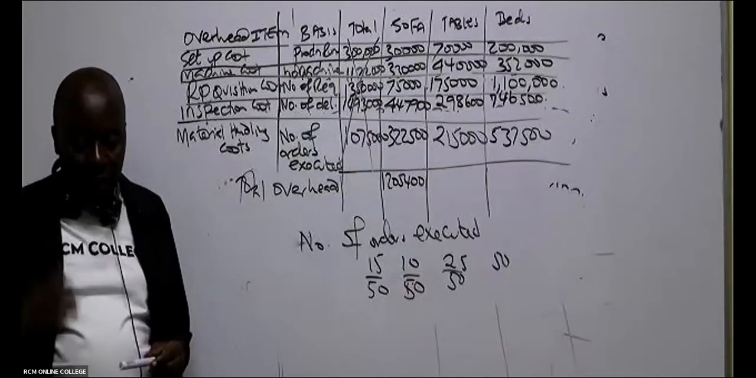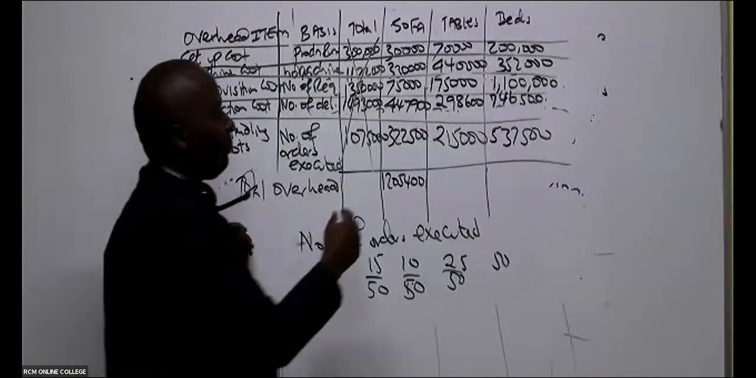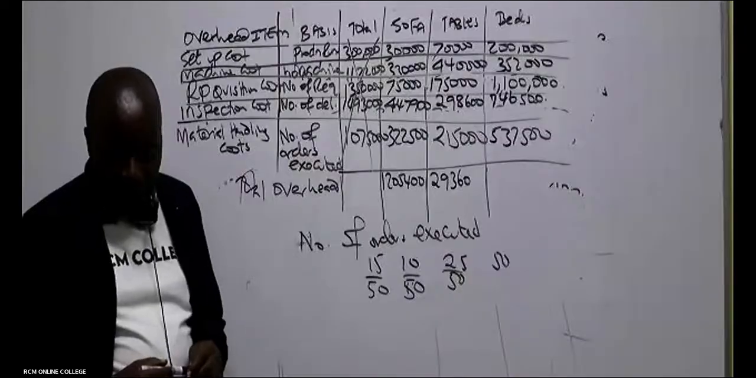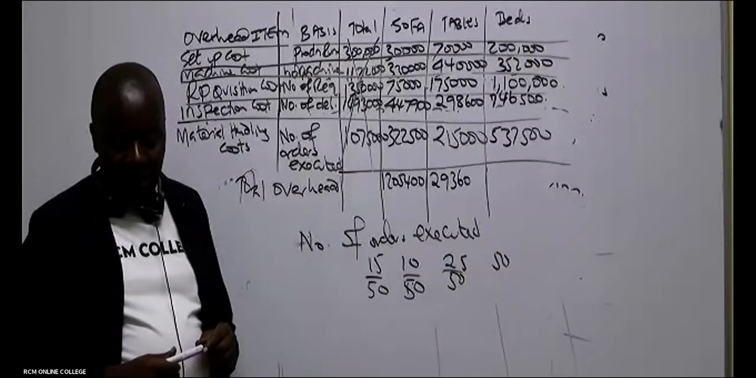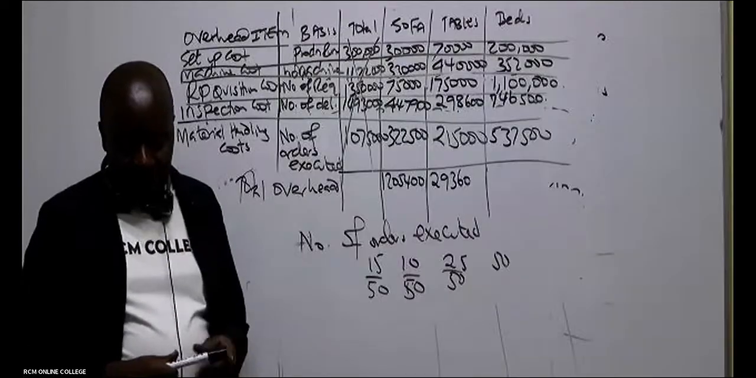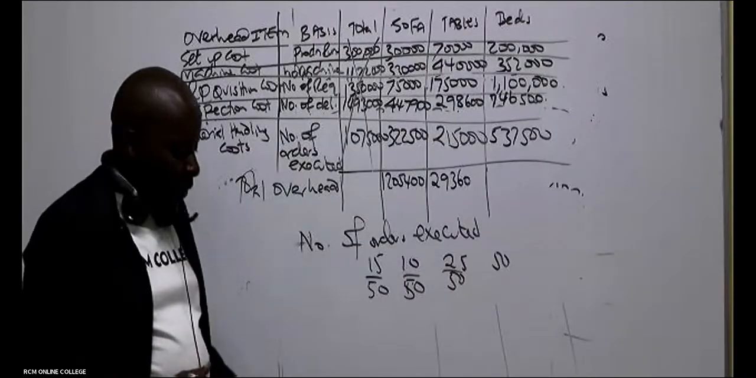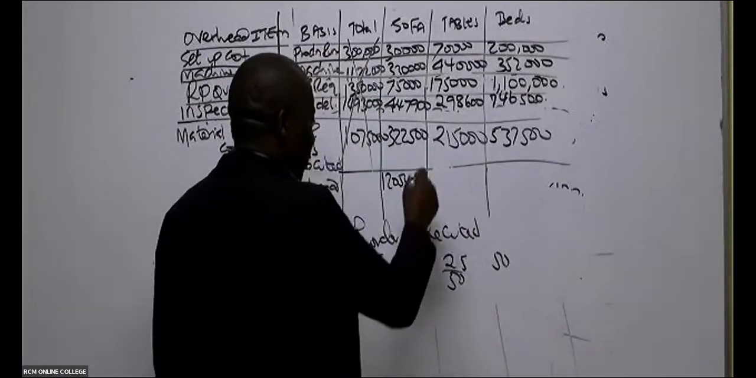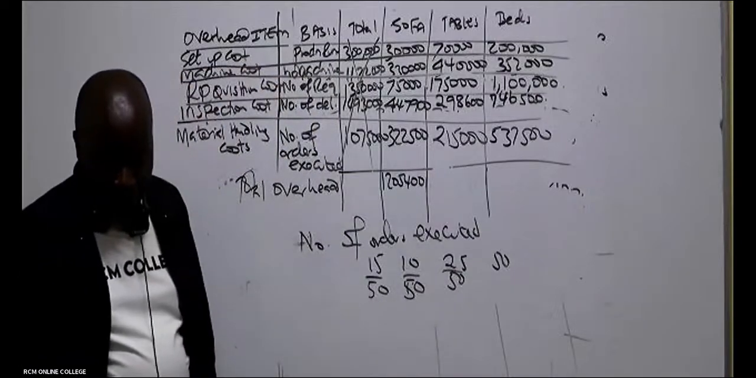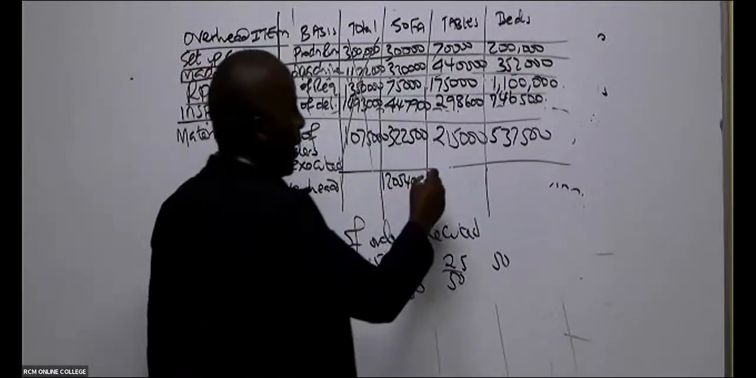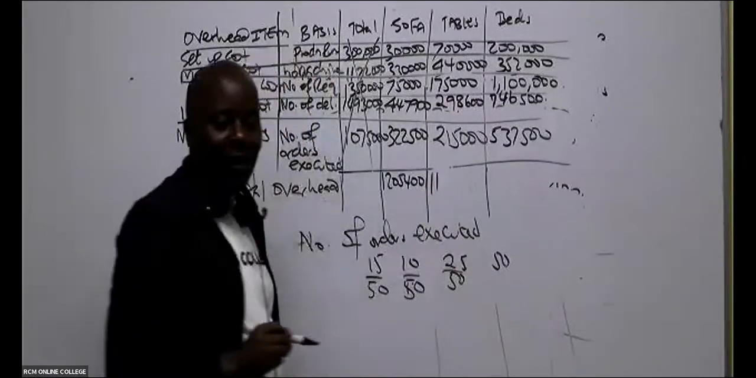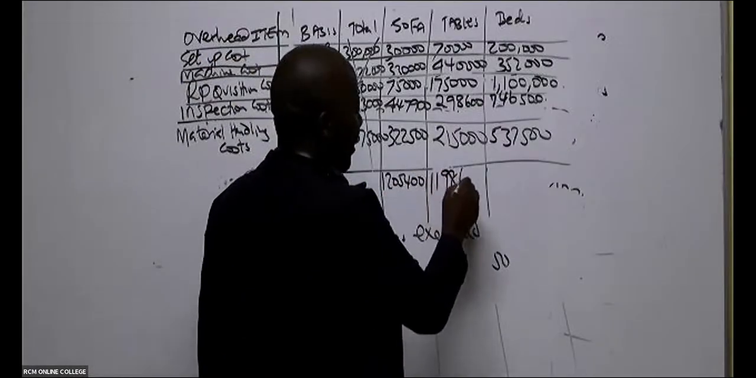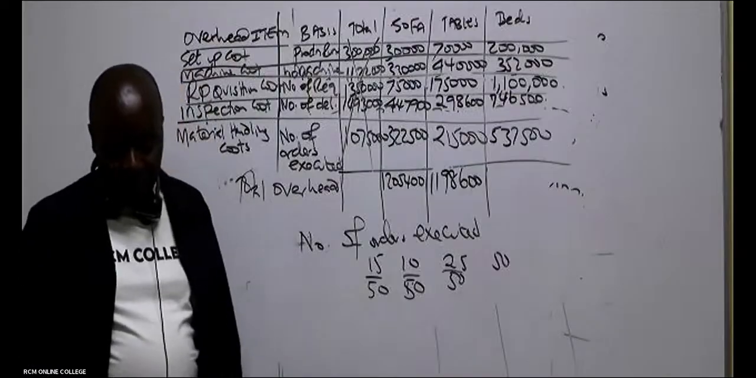Go ahead and do for tables: 29,360. Oh, the figure is wrong. Oh, this is supposed to be 11? So I started with 11. So 11 or 19? 11, 9, 8. Can somebody confirm that figure is correct?